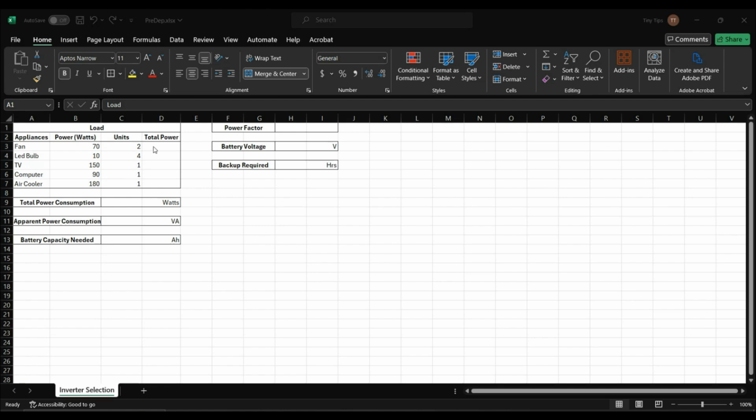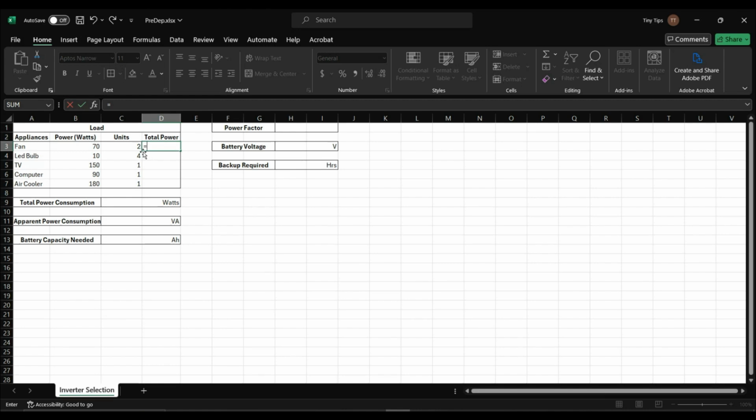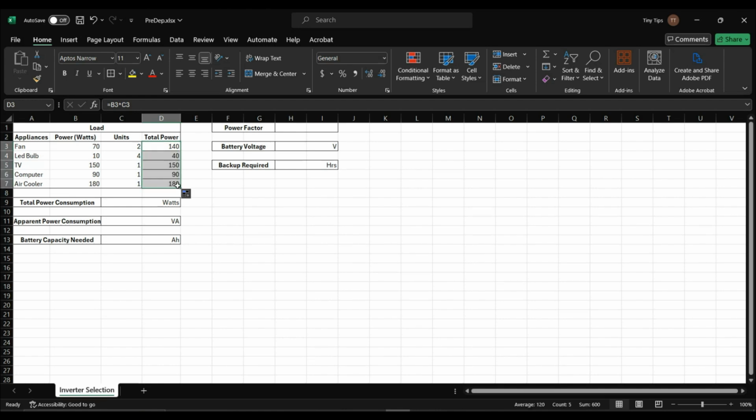So, we will first need to calculate the total power consumed by each appliance. It will be equal to the power consumed multiplied by number of units of each appliance. Here we get the total power consumed by 2 units of fans. We will apply the formula for the rest of the appliances to get the total power consumed by them.